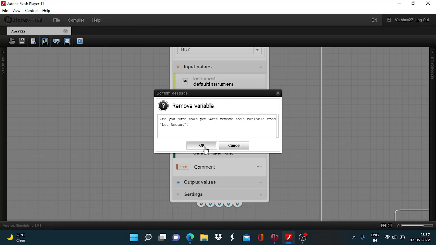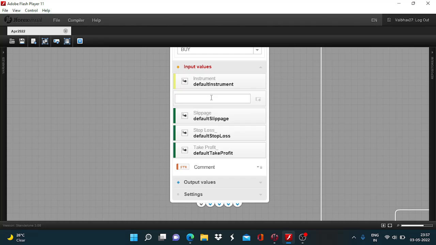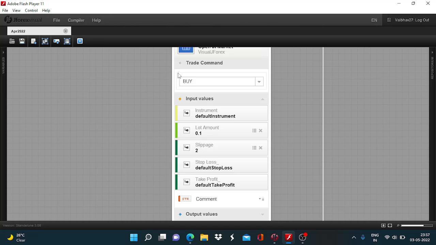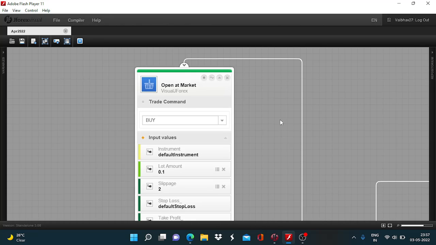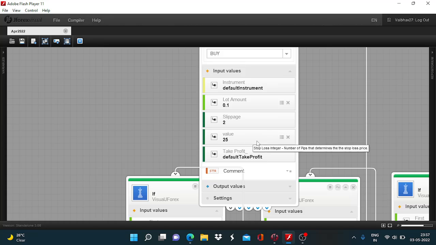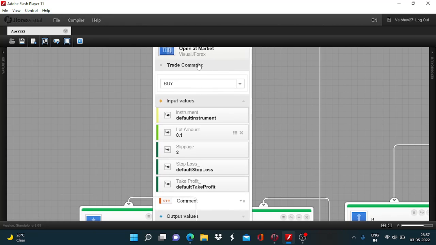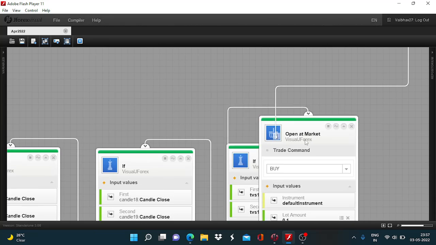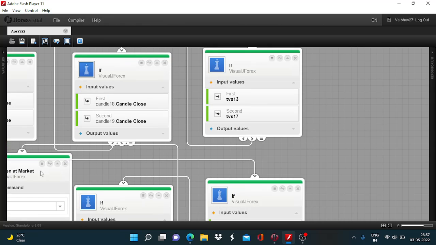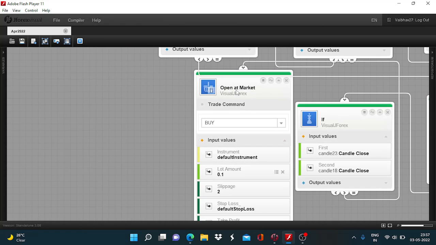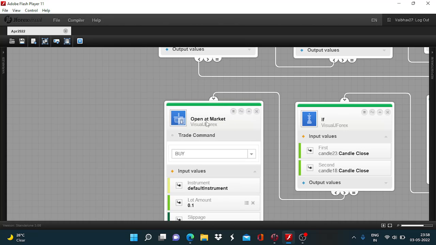Now these input parameters have to be defined. Lot amount should be as per the equity in the account. Here I will keep it at 0.1 million. Slippage 5 pips is fine, or you can even cut it down to 2 pips. Since we are dealing with the hourly formation, I think going with a combination of 25, 50 doesn't seem like a right idea. We will bring down the risk reward ratio to 1 to 1.5, that is 2 is to 3.